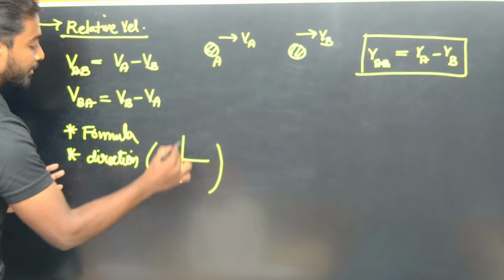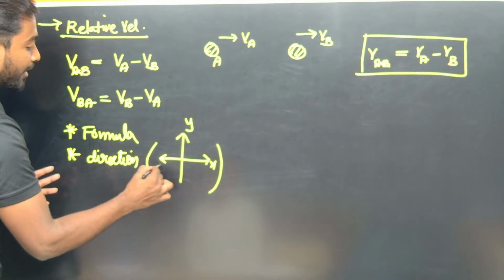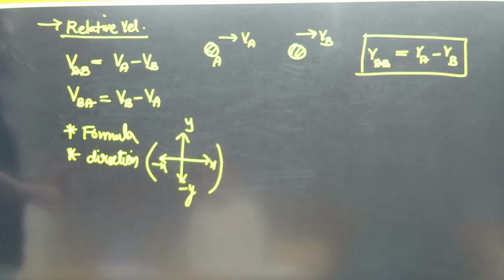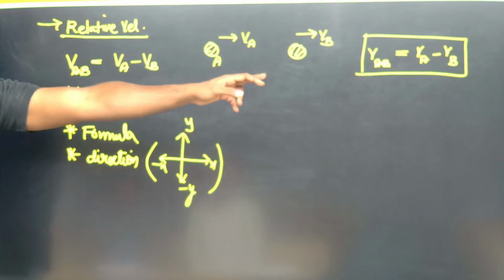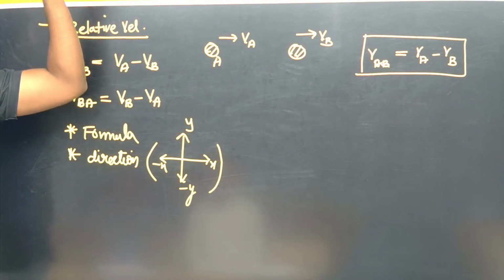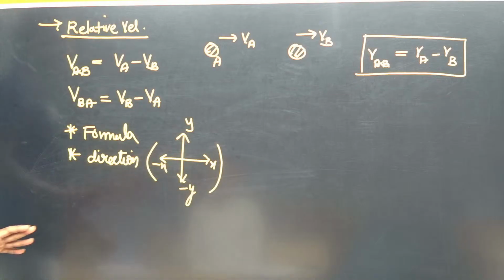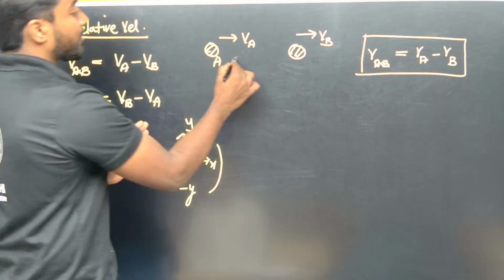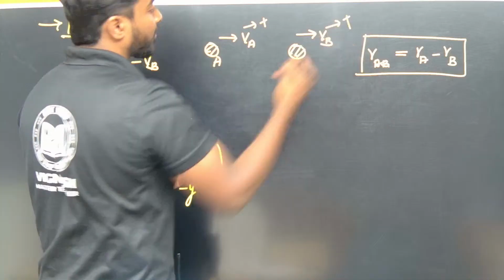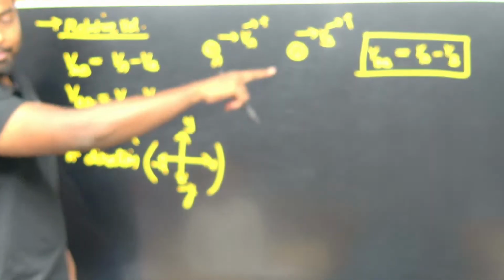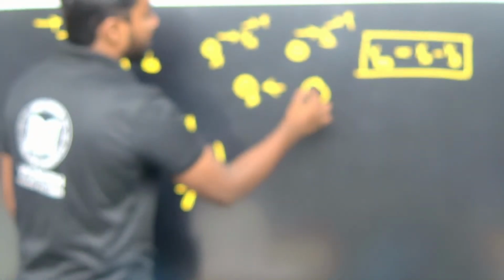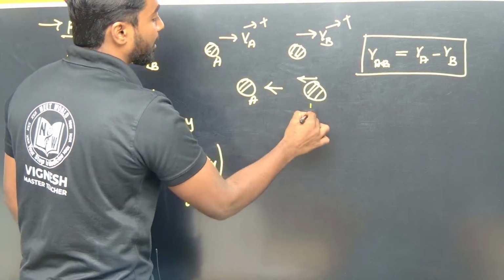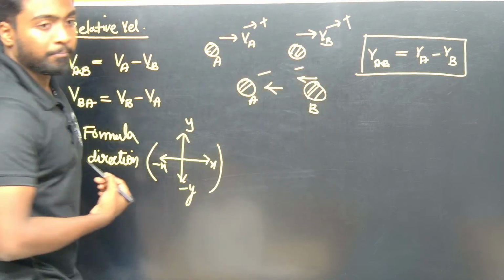Direction in the sense, you can take a graph: y axis, x axis, negative x axis, negative y axis. The direction going to the right side is positive, left side negative, upward positive, downward negative. For example, if I consider the same diagram and they are asking the velocities, in this case VA is positive, VB is also positive, going in the same direction. Or if object A and object B are both going in the other direction, both are negative.